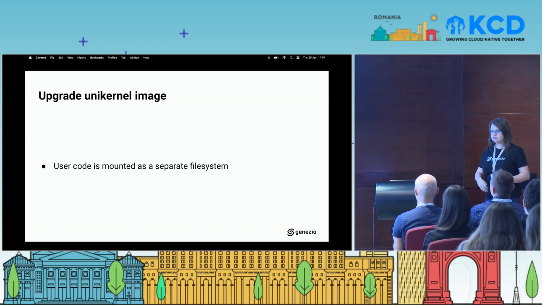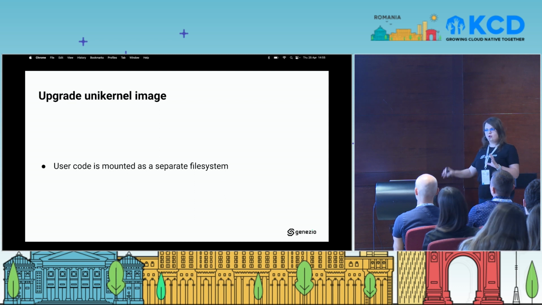We want to do this in a way that we don't have to redeploy the application, because I told you that the user code is embedded into the unikernel image. So what we actually did is mount the user code as a separate disk, so we can mount and unmount it as we want.